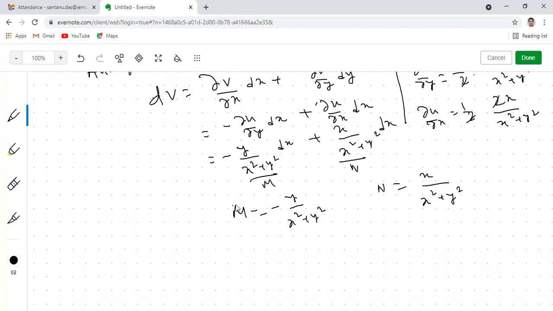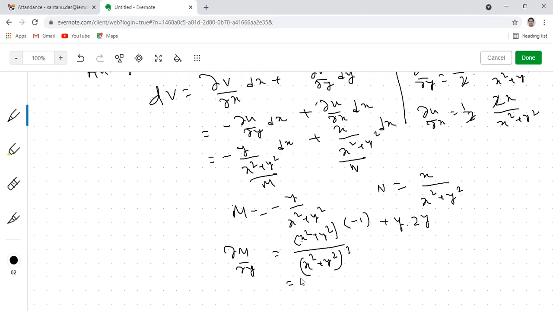So first I need to verify. It will always be exact, although I am showing it through this example. So what is del M del y? Del M del y, we need to use the quotient rule of differentiation here. So the denominator is squared, the numerator is fixed. The partial derivative of minus y with respect to y will be minus 1, minus of minus y times the partial derivative of the denominator with respect to y, which is 2y. So ultimately x square minus y square plus 2y square.